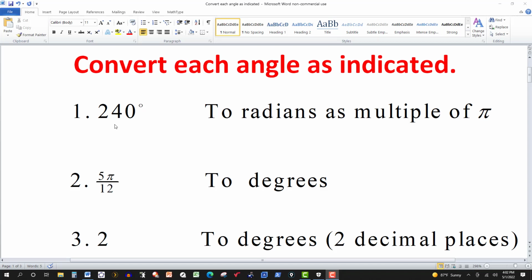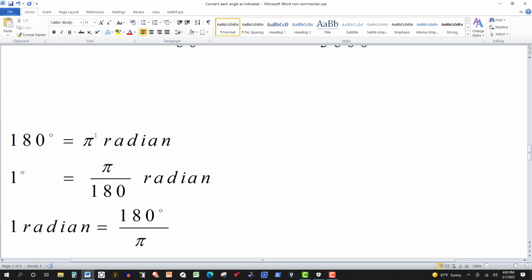Okay, in this video we have some angle conversions. First one, some degrees to radians, second one, 2 degrees, and the third one, 2 degrees. So at any time you want to pause the video, see if you can do these. These are pretty basic. And here are your main formulas.